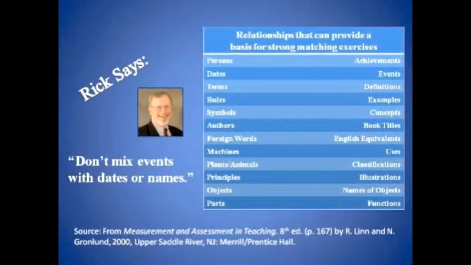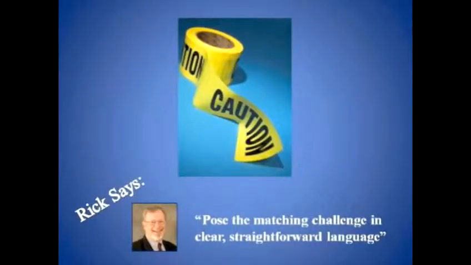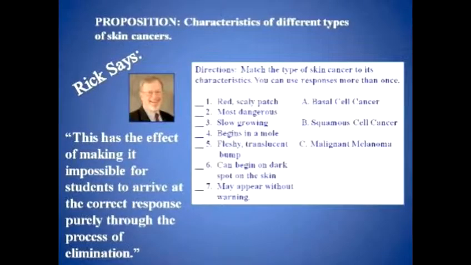Keep the list of things to be matched homogeneous. Don't mix events with dates or names. Be sure to focus the exercise. Keep the list response options brief in their wording and parallel in construction. Pose the matching challenge in clear, straightforward language. Include more response options than stems, and permit students to use response options more than once. This has the effect of making it impossible for students to arrive at the correct response through the process of elimination.